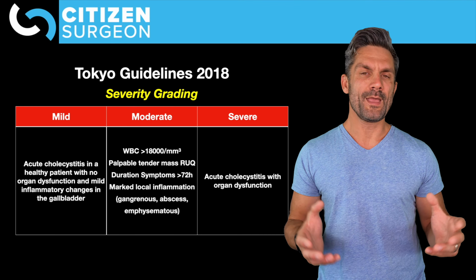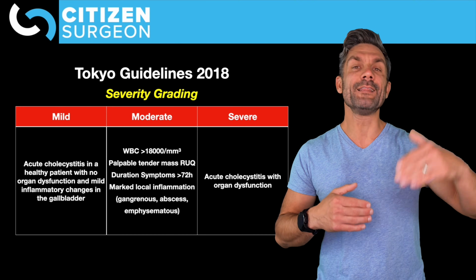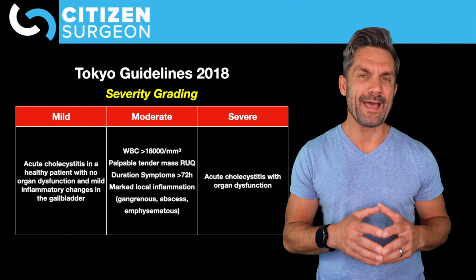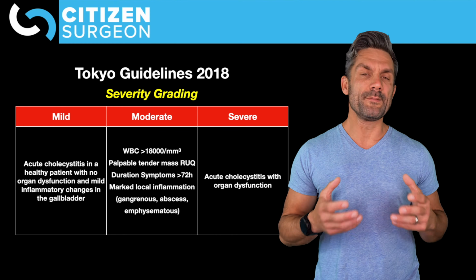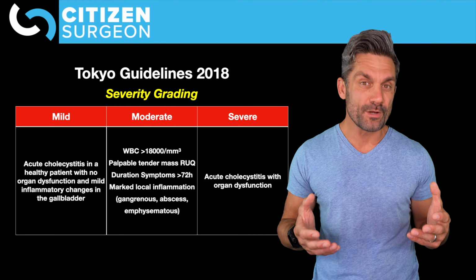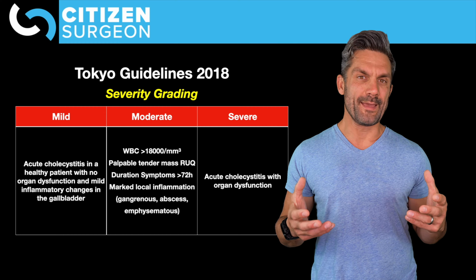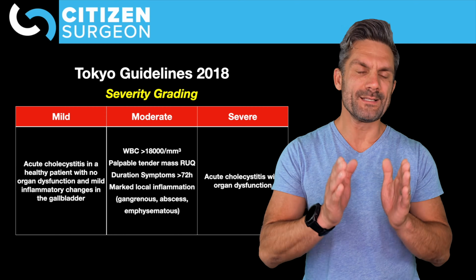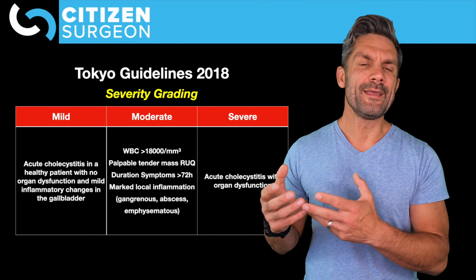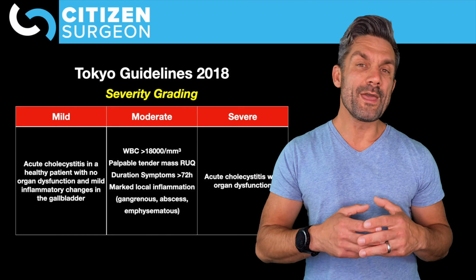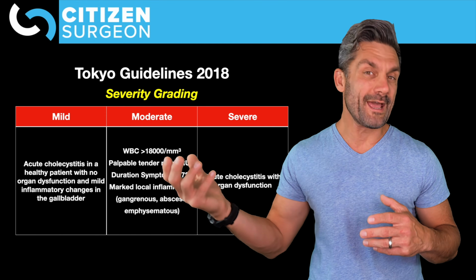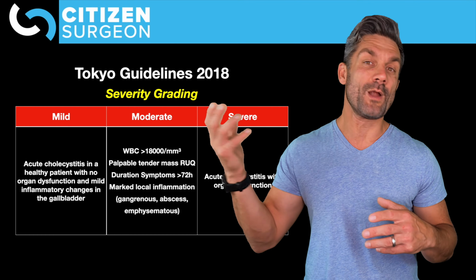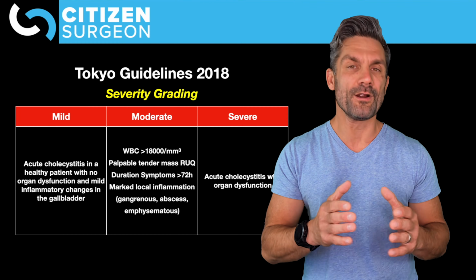Well, what's moderate? Moderate, you can see here, so they have an elevated white cell count, greater than 18,000, all right? They might have a palpable tender mass in the right upper quadrant. The duration of symptoms is longer than 72 hours, longer than 3 days, and they may have marked inflammation, so gangrenous, emphysematous, abscess, any of those things make this moderate severity. And then what is severe? Severe is if you have acute cholecystitis with organ dysfunction. So are we in cardiac failure? Are you in renal failure? Are we in hepatic failure? So do we have a Child's class C cirrhotic? Okay, that's going to be somebody with severe cholecystitis.